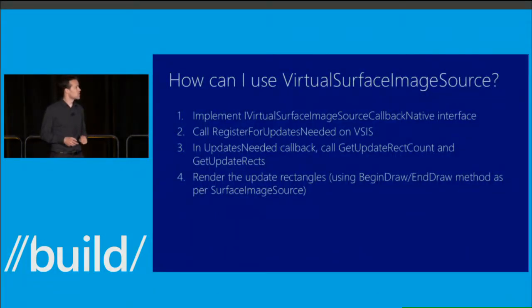So, really quick walkthrough of how to implement the virtual surface image source callback native interface. It's a bit of a mouthful. Call RegisterForUpdatesNeeded on the VSIS. In the UpdatesNeeded callback, call GetUpdateRectCount and GetUpdateRects, and then go ahead and render those rectangles using Direct2D, Direct3D, using the same BeginDraw, draw, EndDraw pattern that's used for the surface image source. So fairly straightforward.